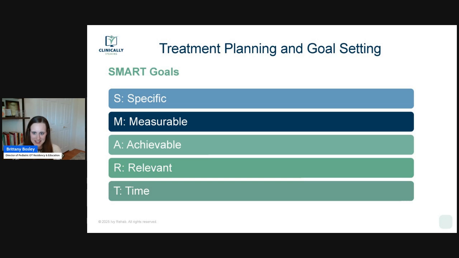Relevant: sensory integration goals should target skills that improve the child's ability to participate in everyday activities such as school, social interactions, or self-care. And then the last is Time. A time limit creates motivation and urgency to stay on track to accomplish the goal within a reasonable period. All of these things go hand in hand when creating treatment plans and setting goals for kids with sensory processing difficulties.